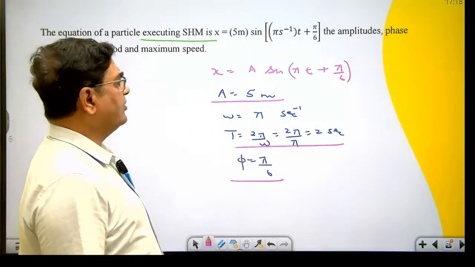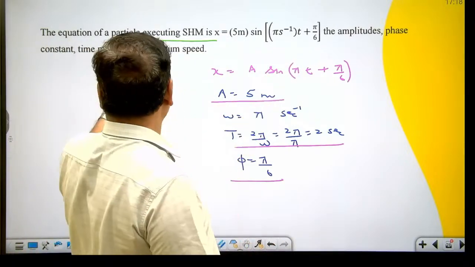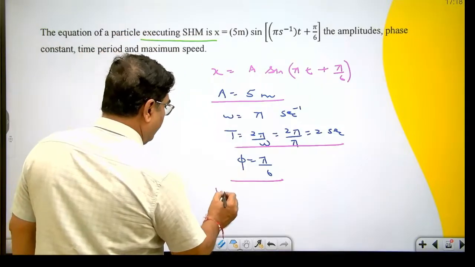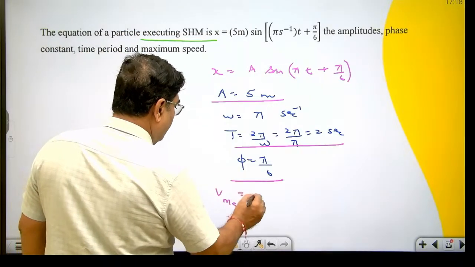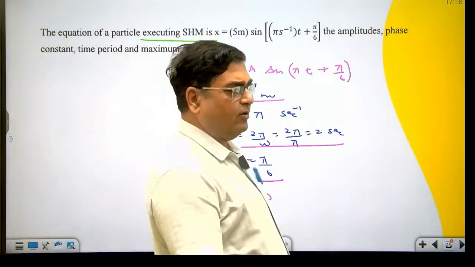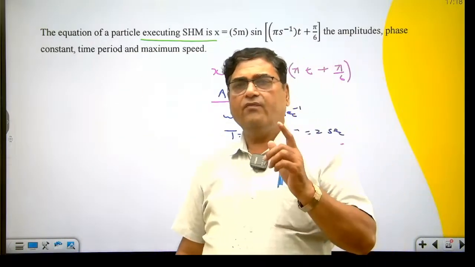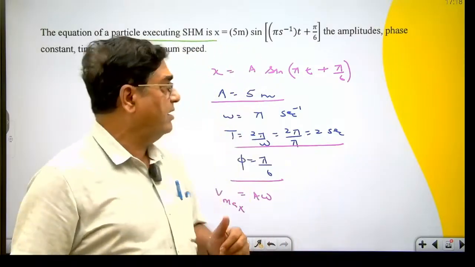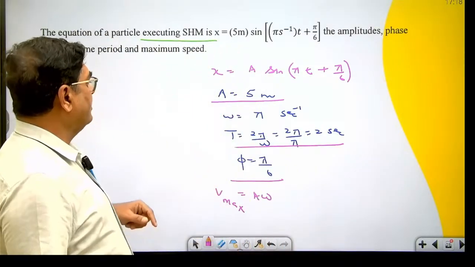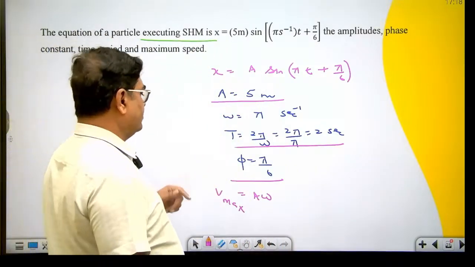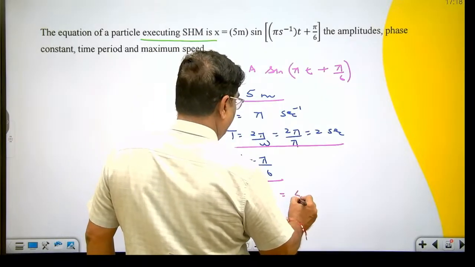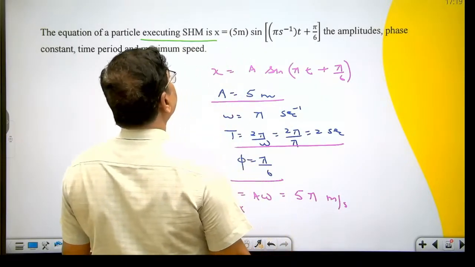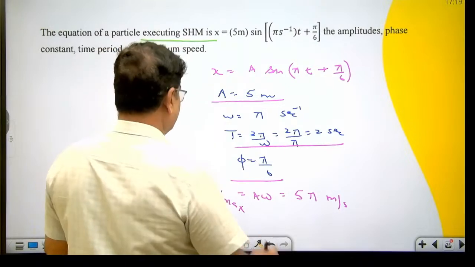In the question, it is asked what is amplitude, what is phase constant, what is time period, and what is maximum speed. And dear student, for a particle performing SHM, maximum speed is given by A omega. What is amplitude? 5 meter. What is omega? Pi. So answer is 5 pi meter per second. So this is the answer.